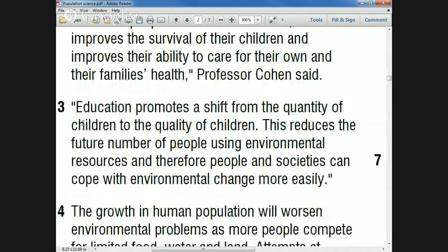Helena, could you read that? Okay. Education promotes a shift from the quantity of children to the quality of children. This reduces the future number of people using environmental resources, and therefore people and societies can cope with environmental change more easily. I love your pronunciation. It's very, very clear. Very good.